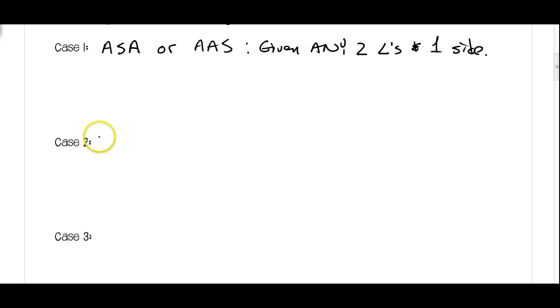So case 2, this is the side-side angle case. And if you remember from geometry, this was one of those cases where you could not prove triangle congruency, because given 2 sides, the length of 2 sides, and an angle that's not included between the 2 sides, sometimes you can either get no triangle, or sometimes there's one possible triangle, or sometimes there might be 2 possible triangles. So there was no guarantee of congruence based on this information.